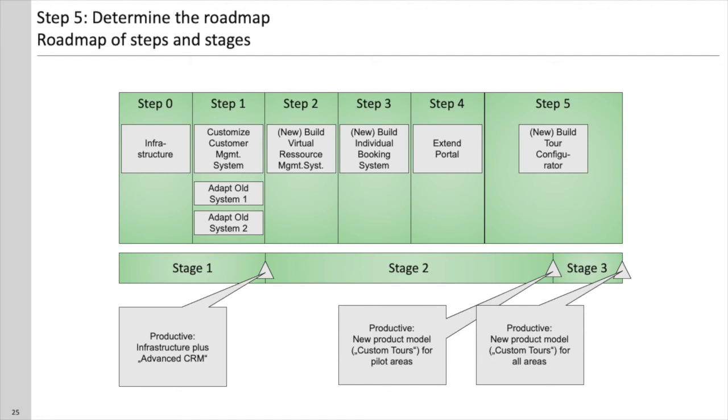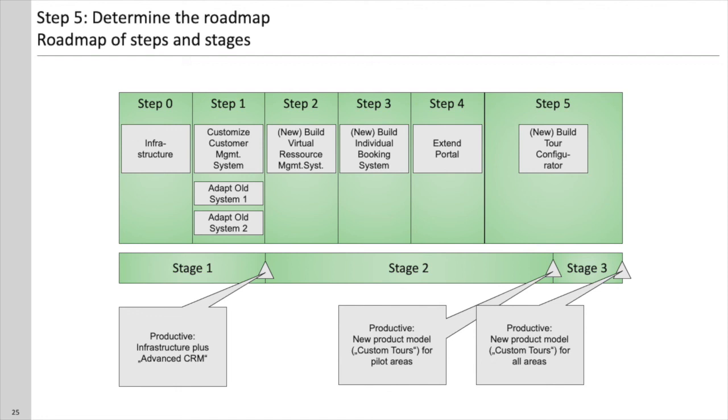Okay, so we start with a step 0, which is a pure infrastructure step. We just make sure that we have the needed technical infrastructure, application, and integration platforms to work. And then in step 1, we do the customization of the customer management system and do some adaptations of old systems 1 and 2. And this defines stage 1. So we have one part of our overall roadmap to be put into operation. Now we have a productive infrastructure plus the advanced CRM.